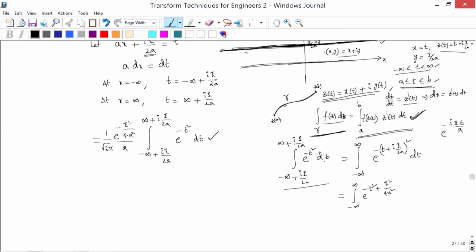So, your real part, if you take, is the integral from minus infinity of e power minus t square plus xi square by 4a square times cos xi t by a dt, plus I times the imaginary part, the same e power minus t square plus xi square by 4a square, now you get sin xi t by a into dt. So, these integrals you do not know how to evaluate them.